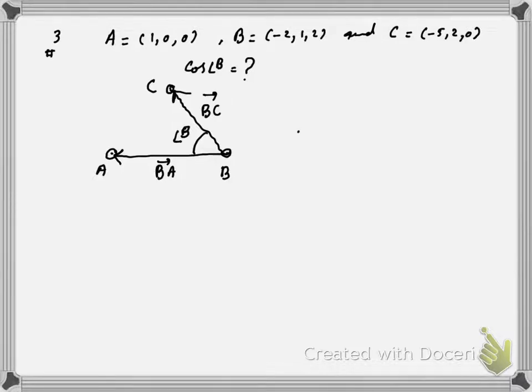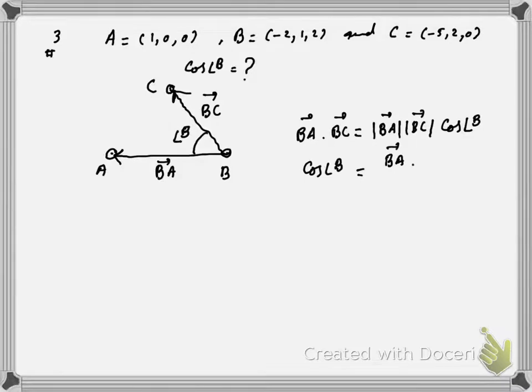The formula of dot product: B to A vector dot B to C vector is equal to magnitude of B to A vector into magnitude of B to C vector into cos of the angle between vector B to A and B to C, which is angle B. So cos of angle B is equal to B to A vector dot B to C vector divided by their magnitudes.